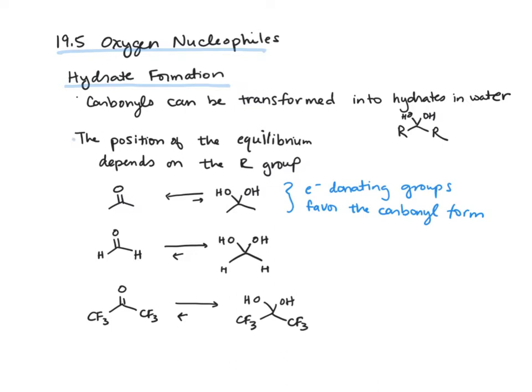For example, if we have one carbonyl that has two R groups, then we have 99.9% of the carbonyl favored over the hydrate. Whereas if we change the two carbon atoms into two hydrogen atoms, then we have over 99.9% of the hydrate form. Further, if we change those methyl groups into trifluoromethyl groups, then we have over 99.99% of the hydrate form.